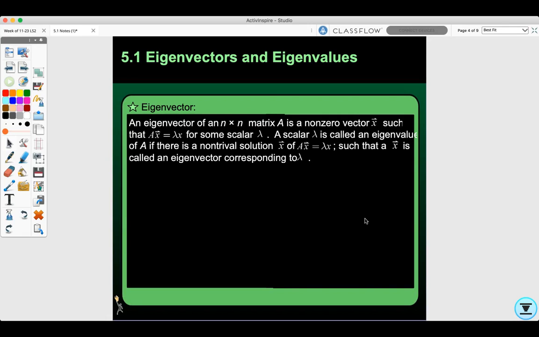An eigenvector of an n by n matrix A is a non-zero vector x such that A times x equals lambda x for some scalar lambda. A scalar lambda is called an eigenvalue of A if there is a non-trivial solution x of Ax equals lambda x, such that the vector x is called an eigenvector corresponding to lambda. Our vector x cannot be the zero vector.